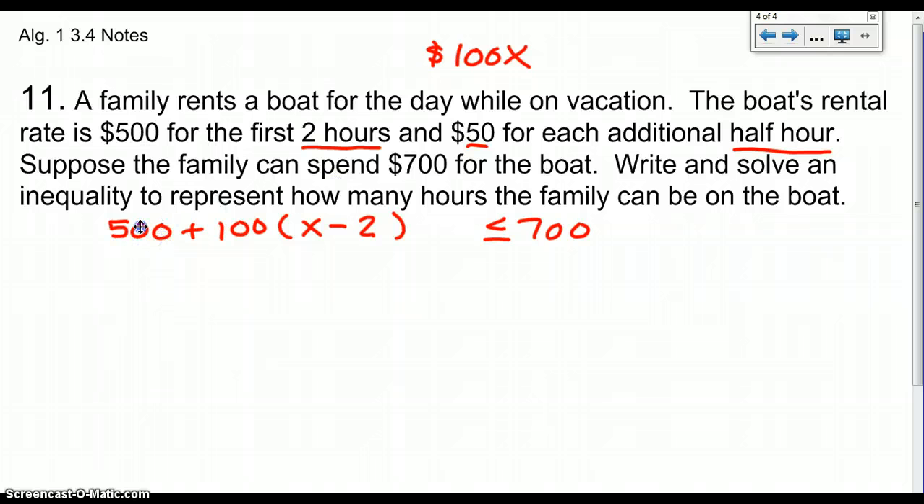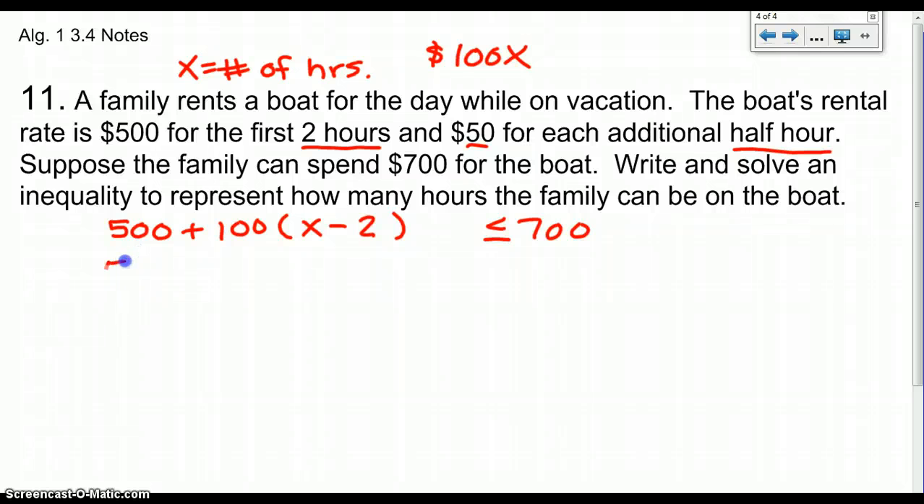So we spend $500. We already paid them $500. Then we have to add, and for every additional hour we're on there, we're going to spend $100. So x is our variable, so x is equal to the number of hours we're on there. And we've already paid for the first 2, so we don't need to pay that again. So that's why we subtract the 2.